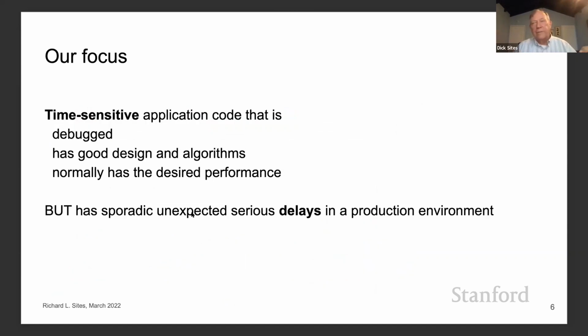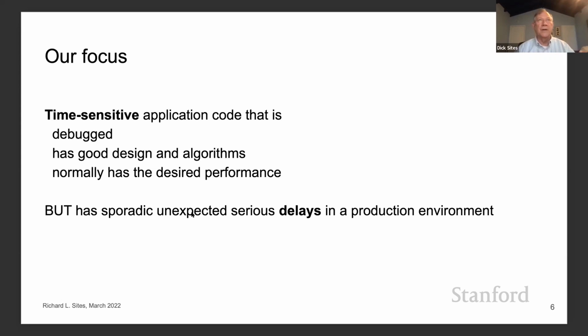So I'm focused on time-sensitive application code, so user code. I'm not interested in the operating system per se. I'm interested in when the operating system slows down, what my program is doing. My program is a user mode thing. I'm interested in code that's already been debugged. It has good design, has good algorithms.